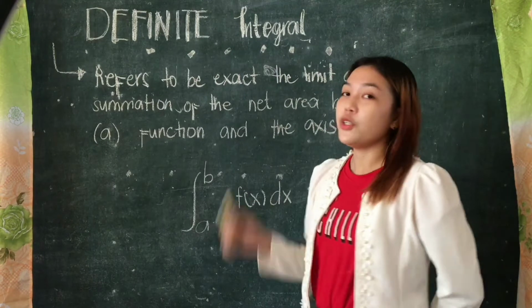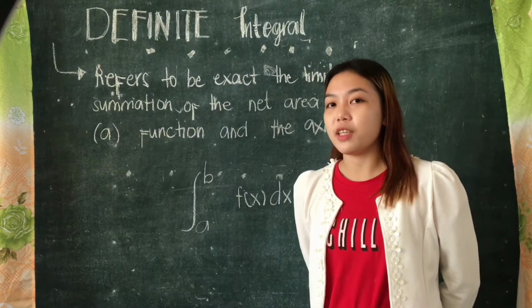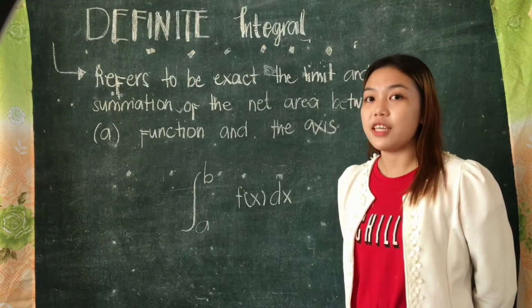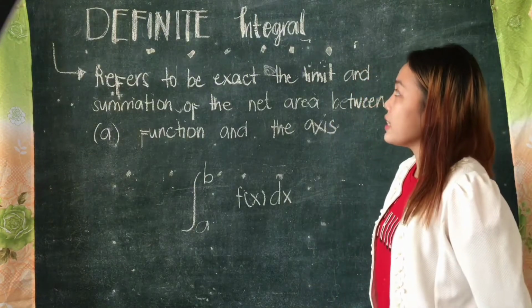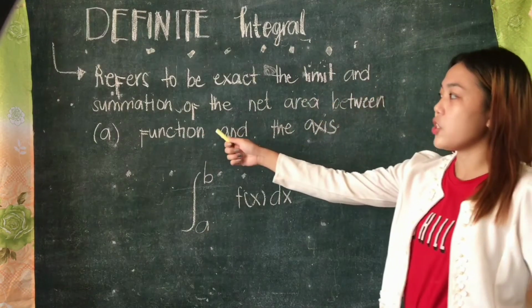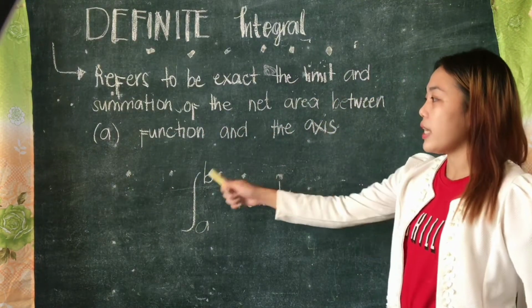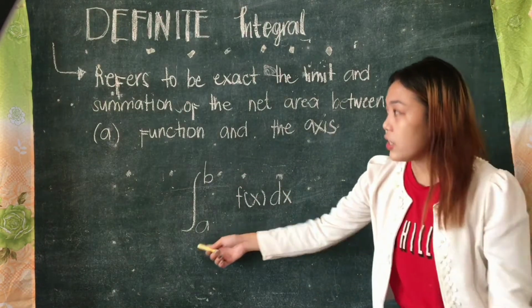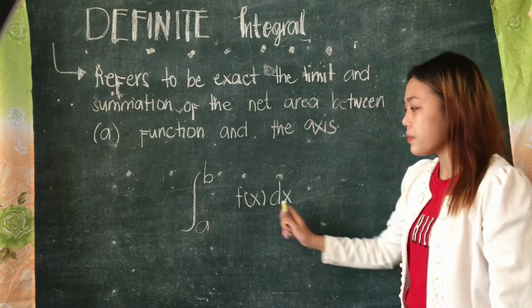Definite integral using u substitution with the change of limits or interval. So let us first define what is definite integral. A definite integral refers to the limit and summation of the net area between a function and the axis. So we have here the notation for definite integral.